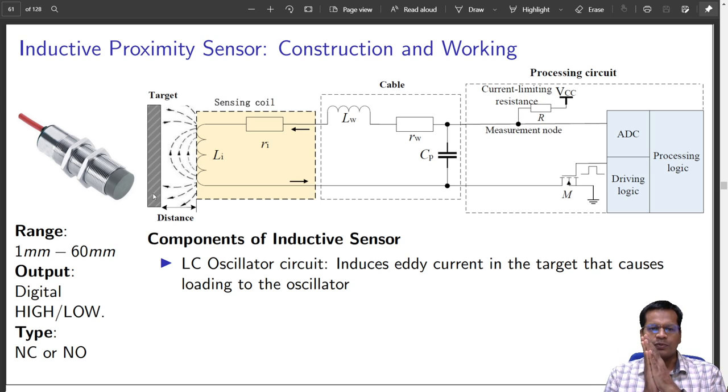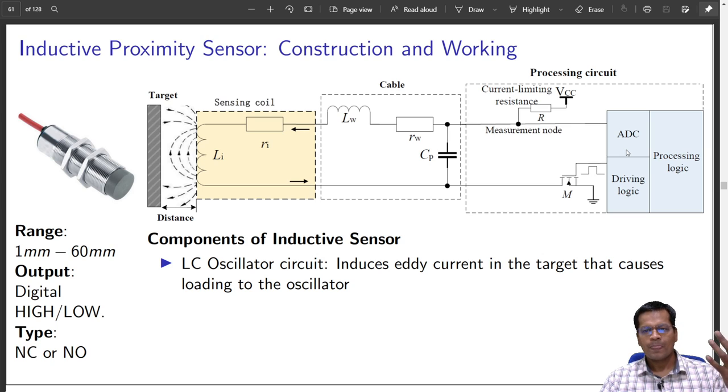Normally, the range of such sensors is 1 millimeter to 60 millimeter, can be a bit more for some special type of focused inductors, but normally it is 1 mm to 60 mm. Beyond that, you cannot see a tangible change over here at this point. Now, based on that change, there is an analog to digital converter. This continuously keeps on checking the voltage, and beyond a certain threshold of that change, it triggers a high signal.